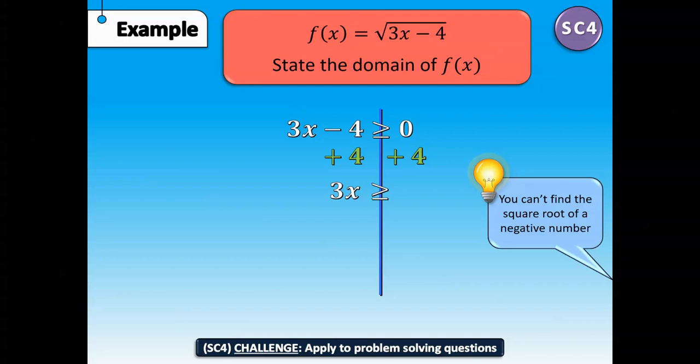So 3x must be greater than or equal to 4. Then divide both sides by 3. So x must be greater than or equal to 4 over 3. If it was less than 4 over 3, that means the number inside the square root would be a negative, and we can't find the square root of a negative number.